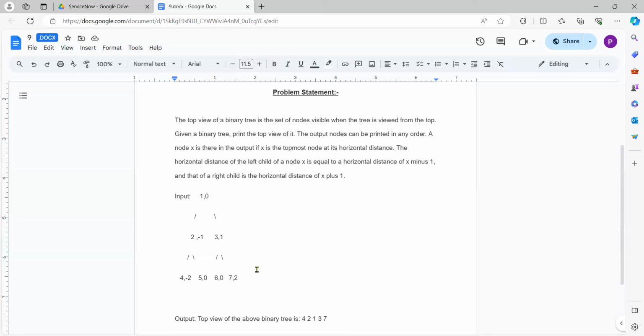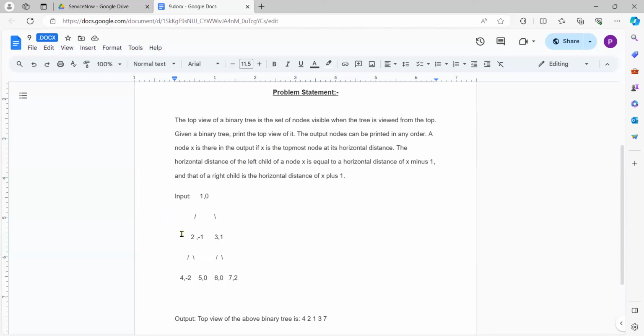You understood till now? This is very important. Once you understood this, you can easily code this now. What is written? A node x is there in output if x is the topmost node at this horizontal distance. So topmost in the sense level wise. One is at the top.